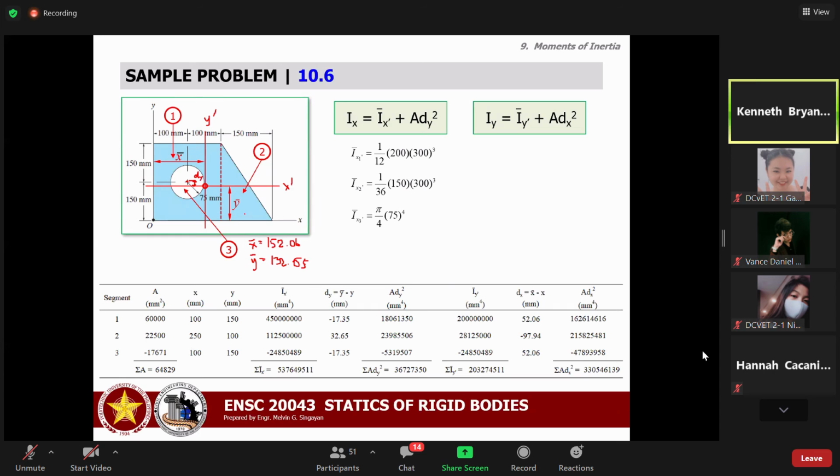Now, so, ano yung dy? Okay? So, that is 150 minus this distance. But this distance is what? Bar y. Okay? So, sabihin, 150 minus 132.65. Kaya ang value niya, 17.35. Okay, so ang tanong, sir, bakit po negative yun sa inyo? Eh, di ba this naman siya minus 132.65?